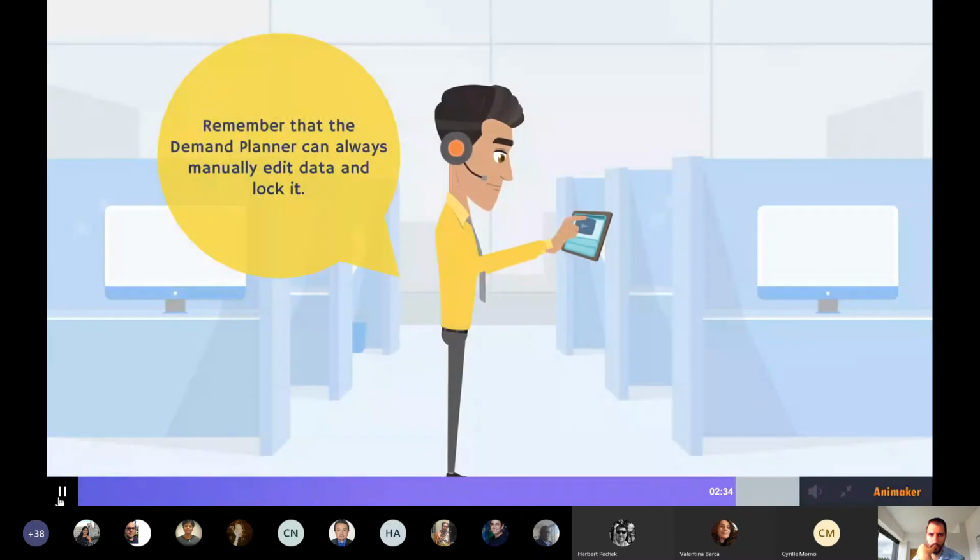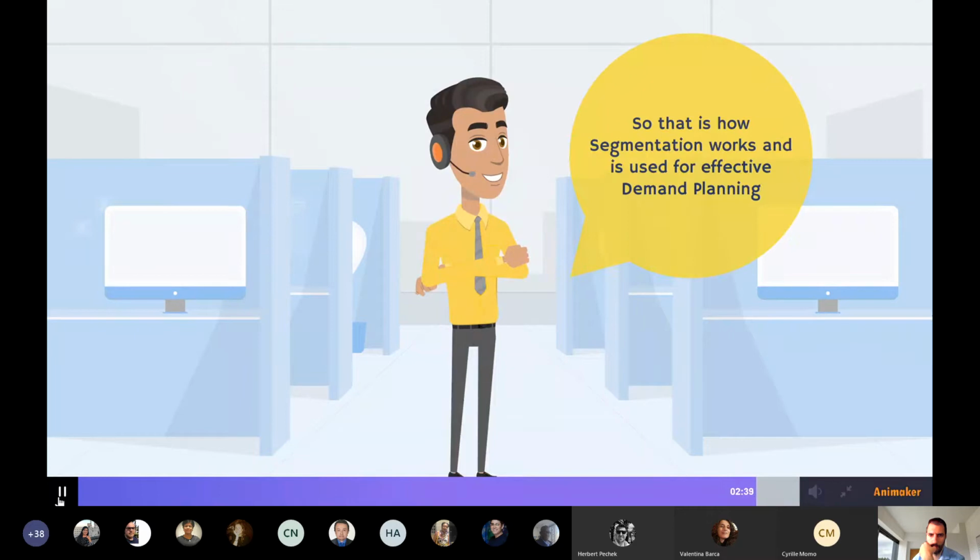Remember that the demand planner can always manually edit data and lock it. So that is how segmentation works and is used for effective demand planning.